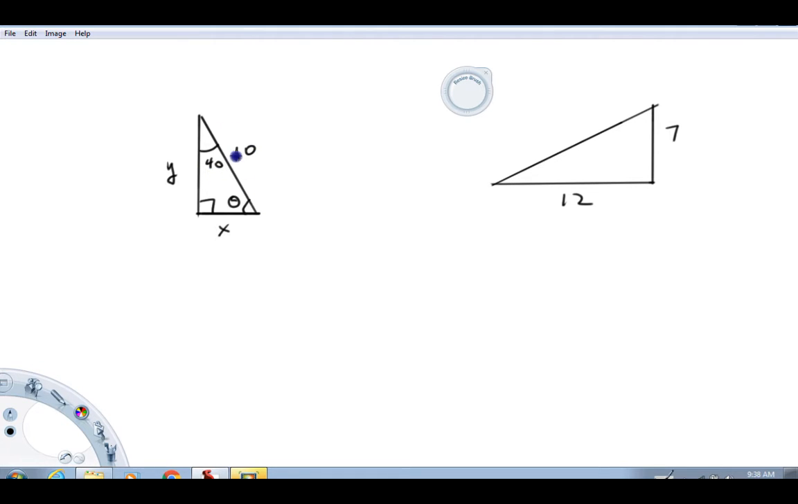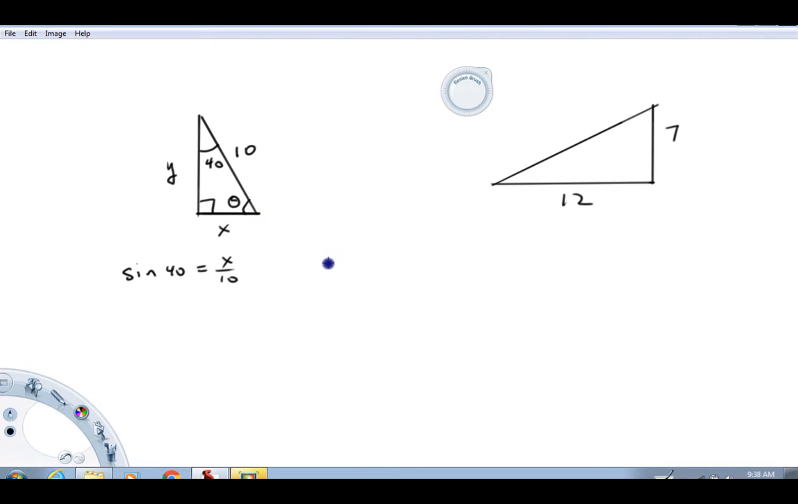We know the hypotenuse. So if we think about the different trig functions, I'm going to write down a couple of equations here. Sine theta is opposite over hypotenuse. Therefore, the sine of 40 degrees is equal to x over 10, because x is opposite the 40, and 10 is the hypotenuse.